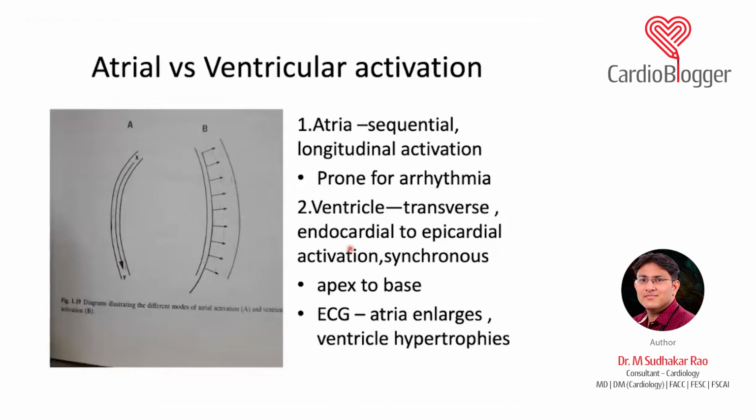So we know, as compared to the atria, there is a difference in the ventricle, that the activation in the atria is longitudinal. So there is a sequential and longitudinal activation in the atria. This is in comparison to the ventricle, where it traverses tangentially, that is a transverse section, and it goes from the endocardium to the epicardium and from the apex to the base. And that is why we usually see that the atria usually enlarges and the ventricle usually hypertrophies. So this is one of the important differences between the activation of the atria and the ventricle. And because of the dilatation of the atria, it is usually more prone for arrhythmias.